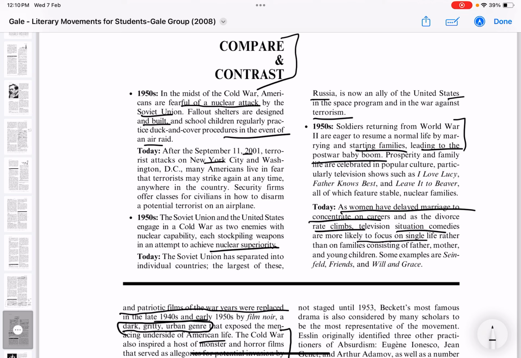So that's why we have seen shows like Friends, Will and Grace. Friends, I'm talking about that American sitcom. Okay, so as is the society, so will be the representation. So this is your absurdism.